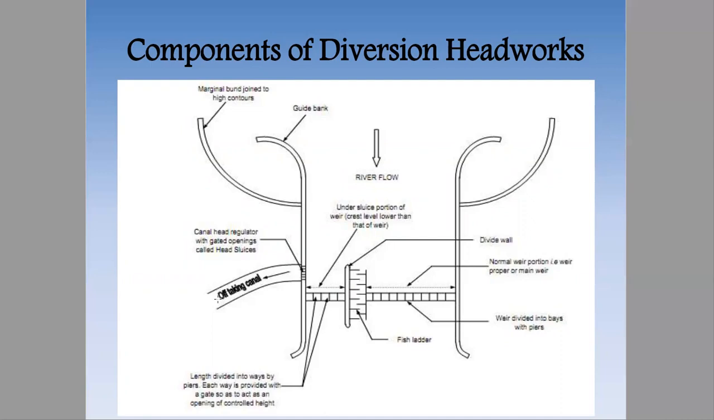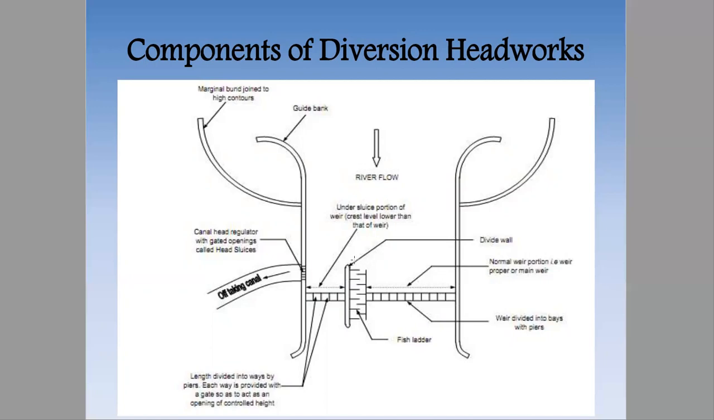Suppose if this canal system were here, then the divide wall should be in between, or depending upon the requirement. So simply, the divide wall provides a proper allocation of river water so that it can accumulate and be sent to the off-taking canals.